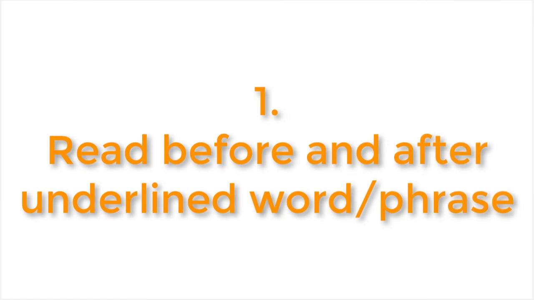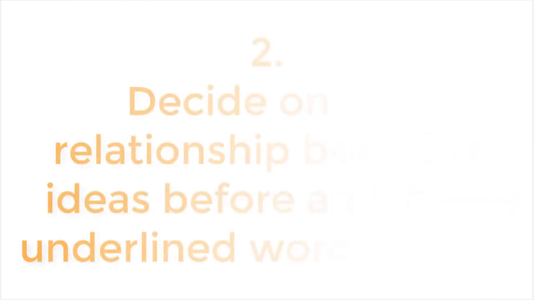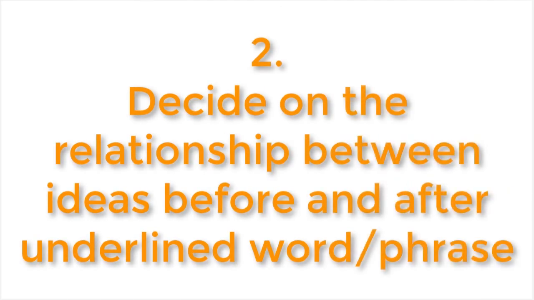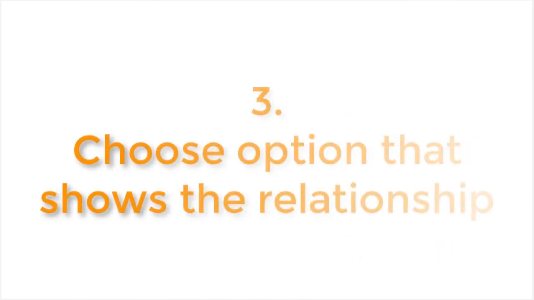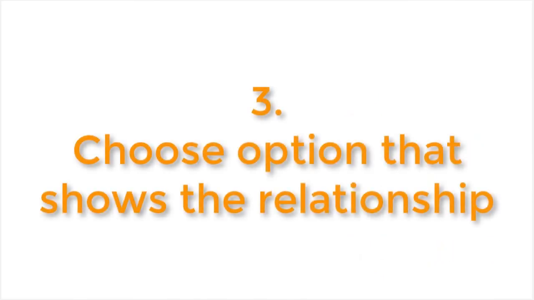Remember once again, the three steps are: number one, read before and after the underlined word or phrase to get the ideas there. Number two, decide on how the ideas before and the ideas after the underlined word or phrase are related. For example, the idea before may be a cause and the idea after may be an effect, or the idea after may be an example of the idea before. Number three, choose the option that shows this relationship you've decided on.